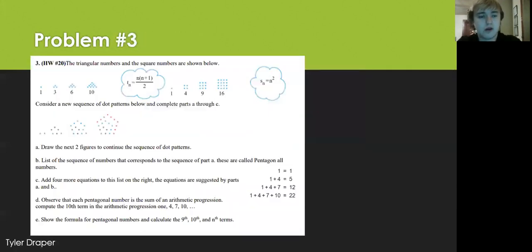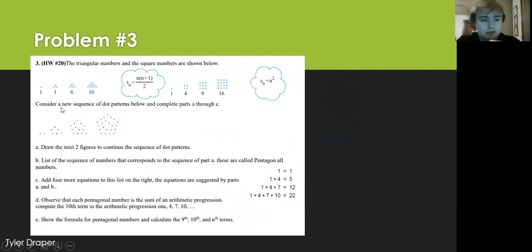That was 2. Okay, number 3 here. The triangular numbers and the square numbers are shown below. As we can see, we go from 1 to 3 to 6 to 10. We're given this equation. We see 1, 4, 9, 16. Consider a new sequence of dot patterns below and complete parts A through C. Okay, so let's take a look at, well, what's a 5-sided shape? That's right, the pentagon. When I think of pentagons, I always think of the Pentagon that is a part of the U.S. government. 5 sides, remember, 5 sides.